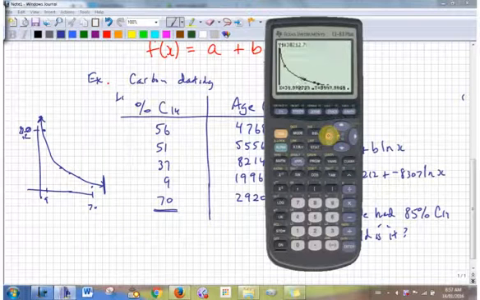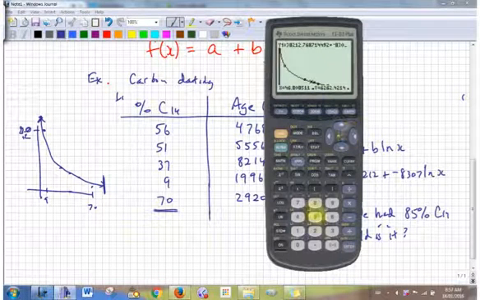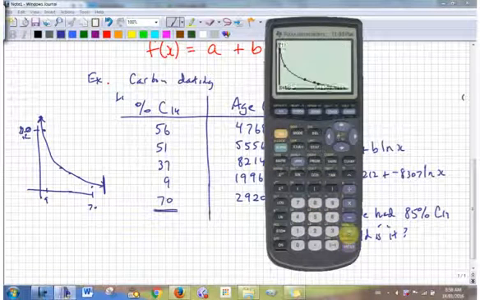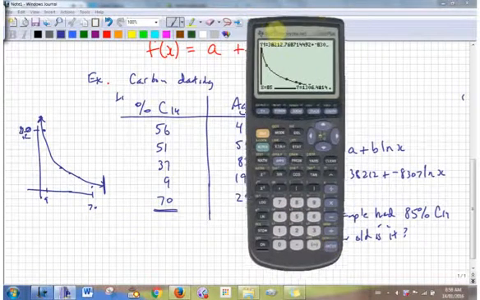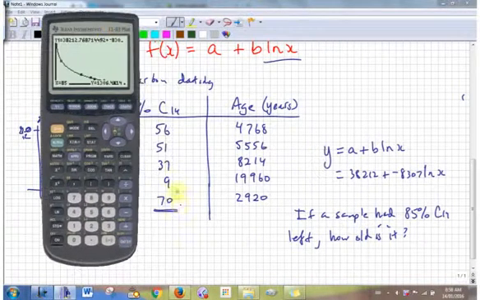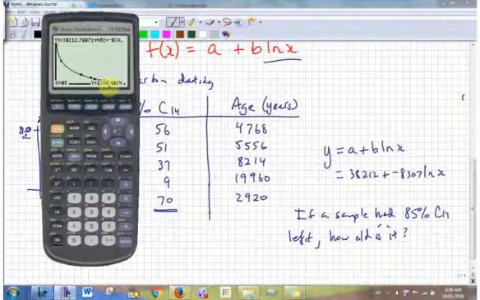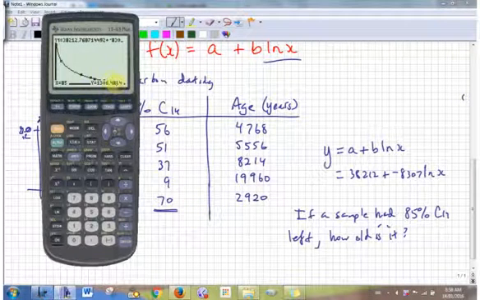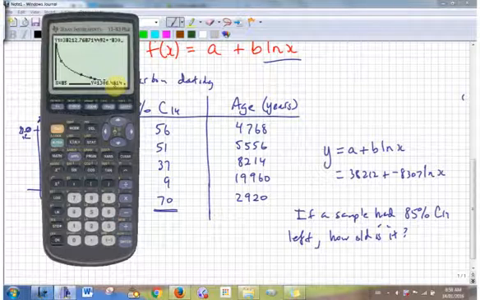So I can go way over to, going the wrong way, 85, or, because it's x I want to do, just put in 85. Enter. Bingo. 85% carbon left. It's only 1,306 years old. And again, that's because of my graph and the way I scaled it. It's kind of hard to see because that's way down here, right?